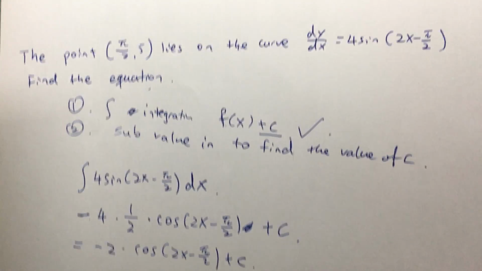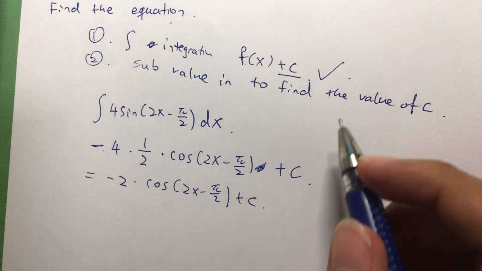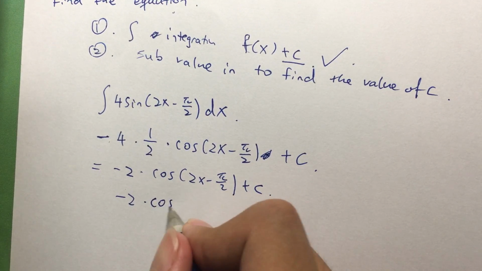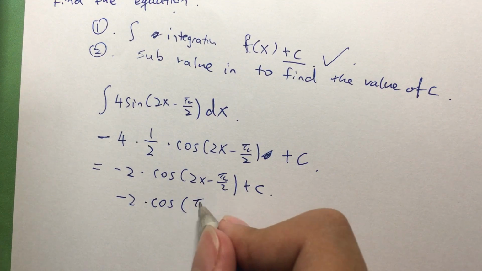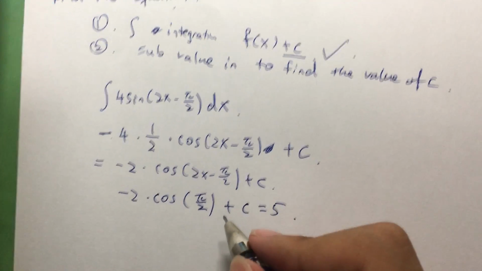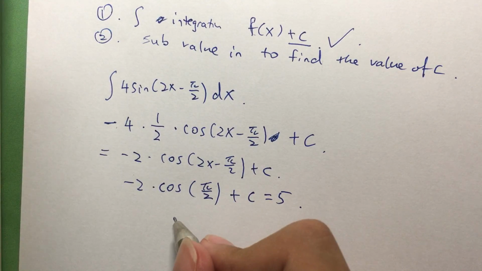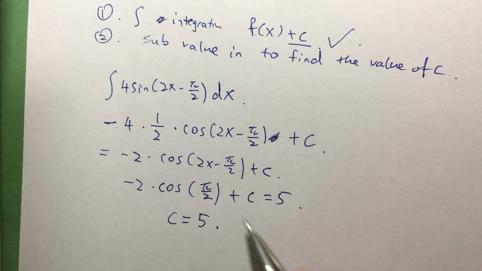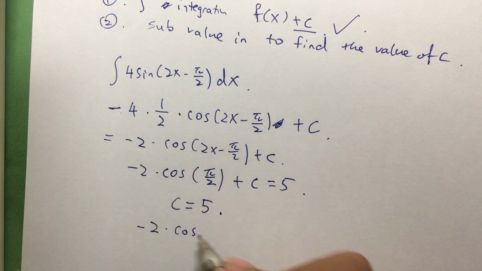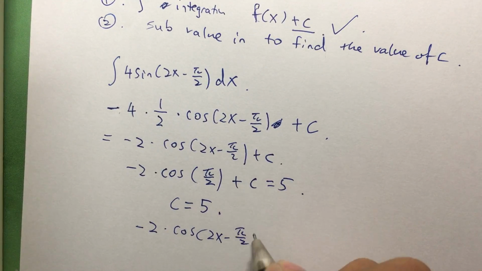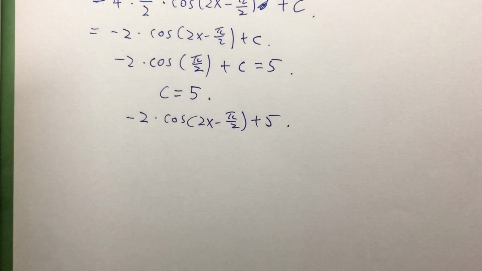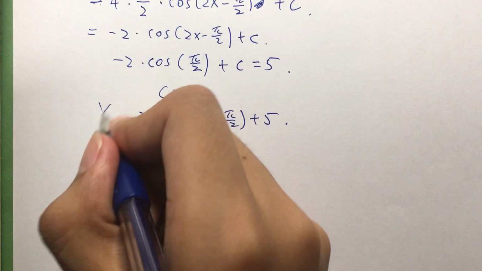And the second step, let's substitute this point in. So x is equal to pi over 2, which means negative 2 times cosine pi over 2 plus c is equal to 5. We know that cosine pi over 2 is equal to 0, which means c is equal to 5. So our answer will be negative 2 times cosine 2x minus pi over 2 plus 5. And that is our answer. So y equals that.